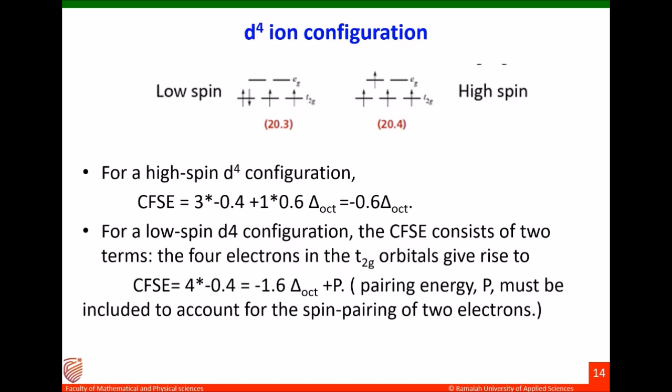So for a low spin d4 configuration, the crystal field stabilization energy equals −1.6 Δo plus P, that is the pairing energy. This pairing energy must be included to account for the spin pairing of two electrons. For the high spin complex of d4 configuration, we do not have to take the term P, because there is no forced or internal pairing happening.